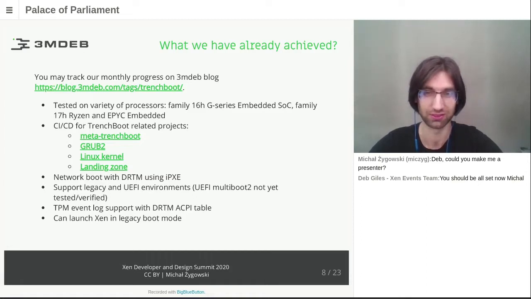Recently, we have also added some TPM event log support. We expose a DRTM ACPI table that holds the location of the event log, which is used in TrenchBoot to store the measurements of various components. And what is most important, we can also launch Xen in legacy boot mode with TrenchBoot.